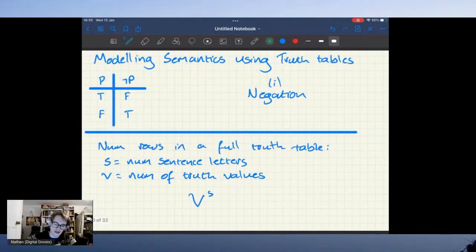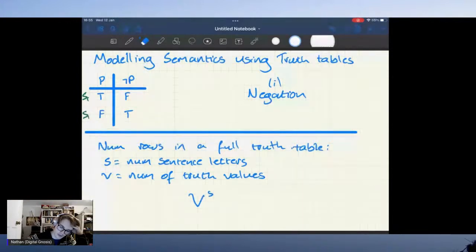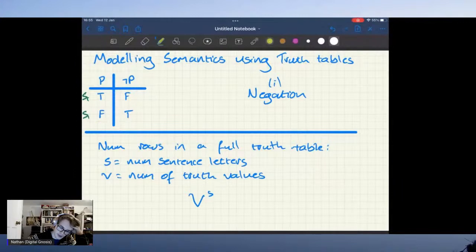So modeling semantics using truth tables then, which is going to be our next point. Each of these, as we've said before, is going to be a structure, and we can read our structures across the horizontal rows of the table like that. So those are models. And this first truth table is a model of negation.